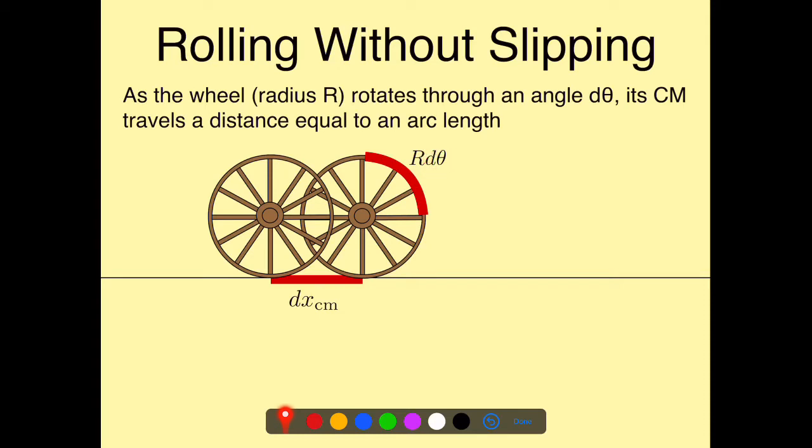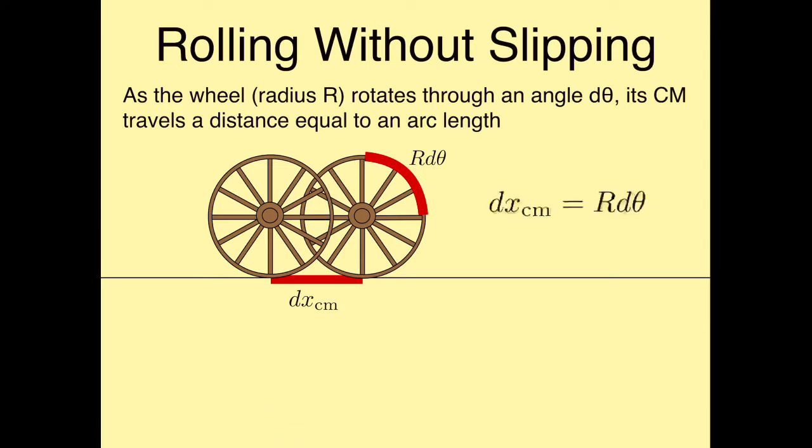You can imagine that if the outer rim of the wheel were covered in paint, you would leave a little line of paint this long along the ground, and that would be equal to the arc length on the edge of the wheel. Okay, so dxcm, the distance the center of mass moved, is r, the radius of the wheel, times d theta, that little angle that it rotated through. So with that, we can start to talk about the speed of the center of mass. How fast is the center of mass moving?